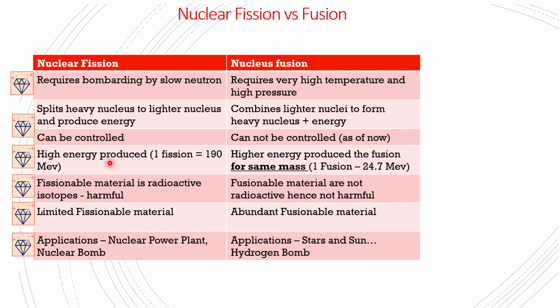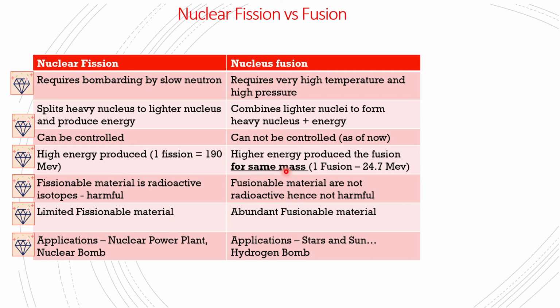In fission as well as fusion, high energy is produced. In one fission, 190 MeV of energy is produced, whereas in one fusion, 24.7 MeV energy is produced. So this number is much smaller than 190. But for the same mass, fusion will produce higher energy.